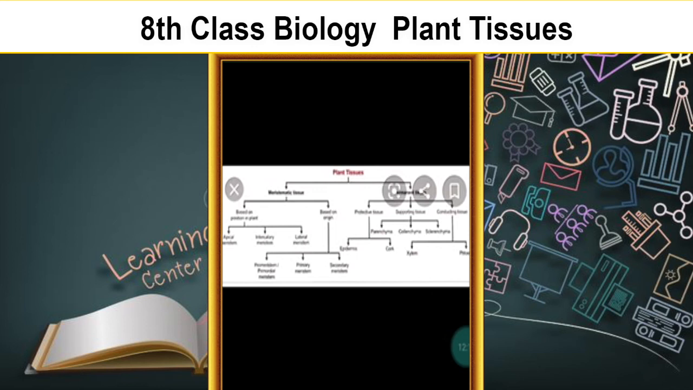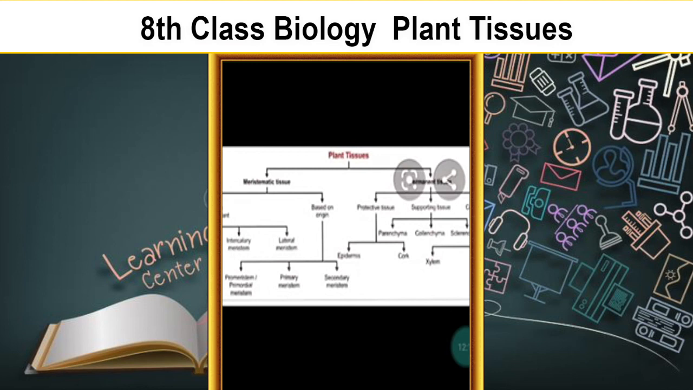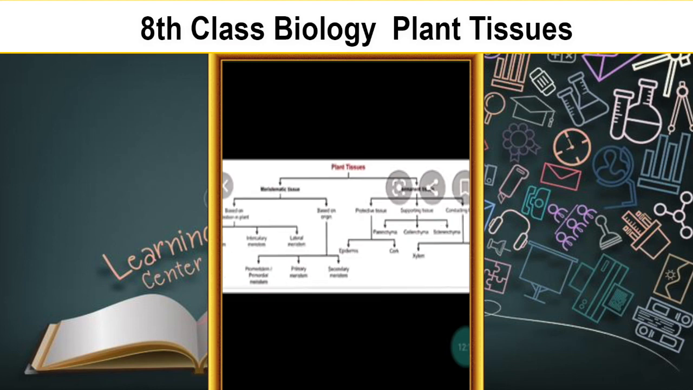Let us go to the next one: what is the concept map, or mind map, of plant tissue? How many types of tissues are in the plant body? One is temporary tissue, and another is permanent tissue. Temporary tissue is called meristematic tissue, and then there are the permanent tissues.